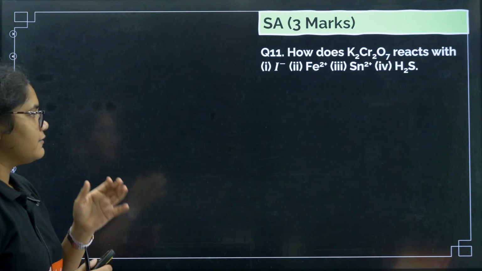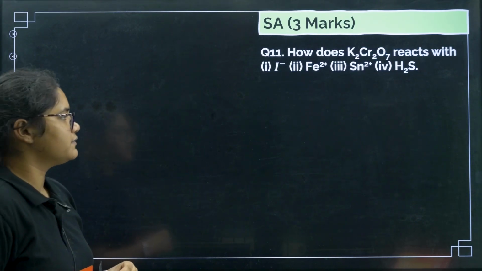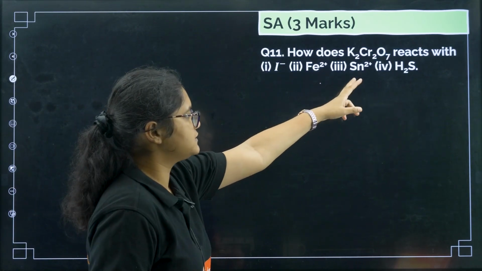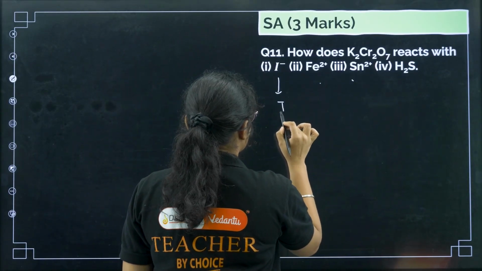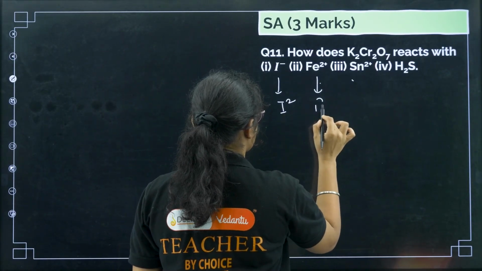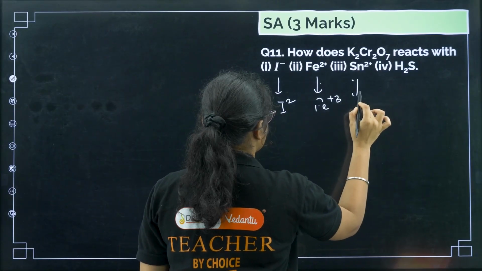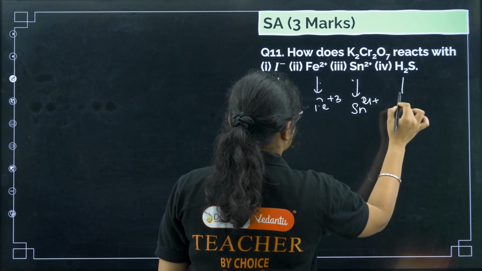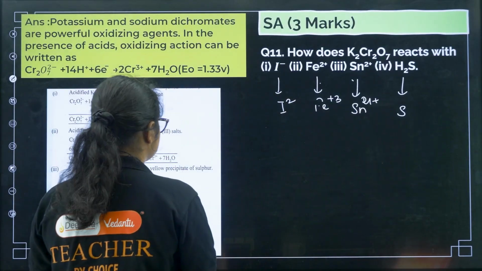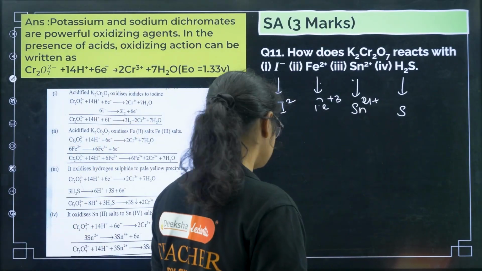Next is question number 11. How does K2Cr2O7 react with I-, Fe2+, Sn2+ and H2S? So I'll tell you, I- is converted to I2, Fe2+ is converted to Fe3+, Sn2+ is converted to Sn4+ and H2S is converted to S. You can see the reactions here.